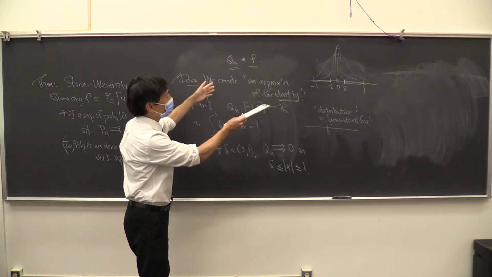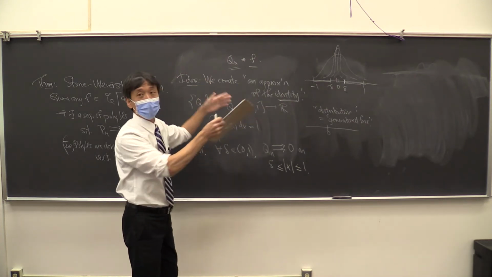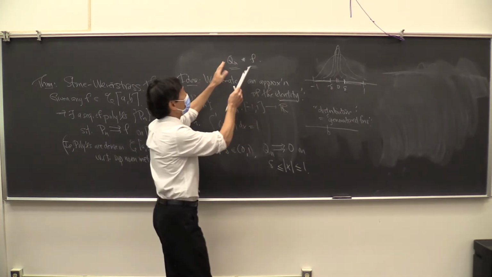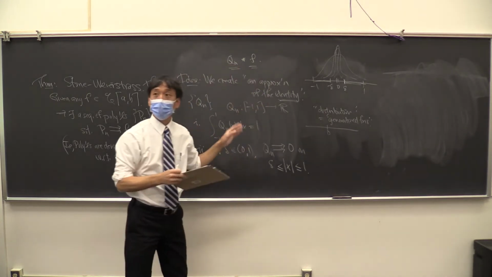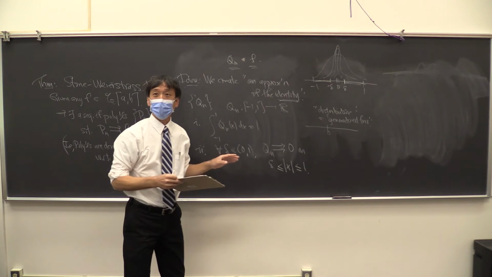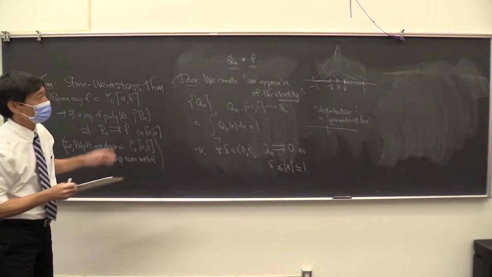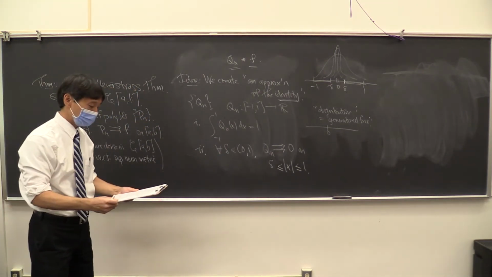So these things are not the Dirac delta function, but there's some sort of approximation of it. And you think that as n tends towards infinity, you're going to recover your function back. So that's an explanation of the terminology here.